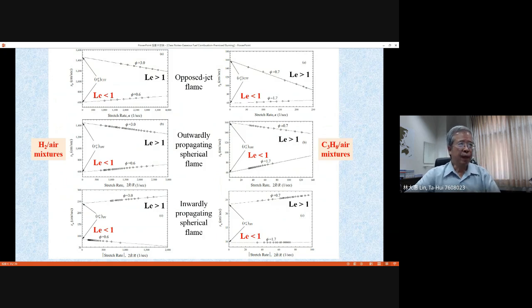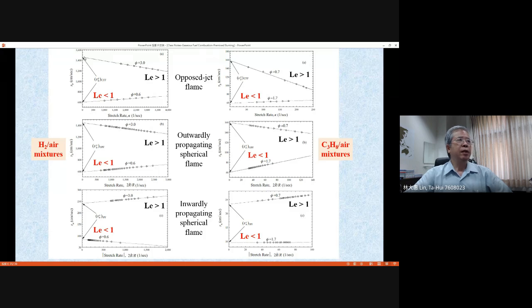Okay. And for each figure, the horizontal axis represents the stretch rate you increase, and the vertical axis represents the burning velocity. Here they start from zero stretch. That means this will be the ideal case.